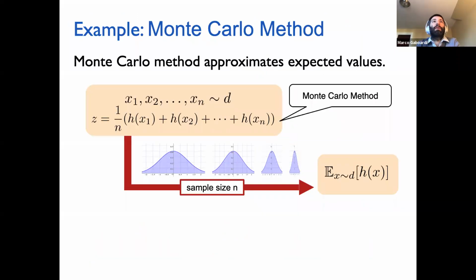As an example, I can take a Monte Carlo approximation. The idea of Monte Carlo approximation is pretty simple. We want to approximate the expectation of some function, h. And what we do is sample a finite number of data points, then we apply h to this data, and we just take the empirical expected value, and then we can analyze this result.